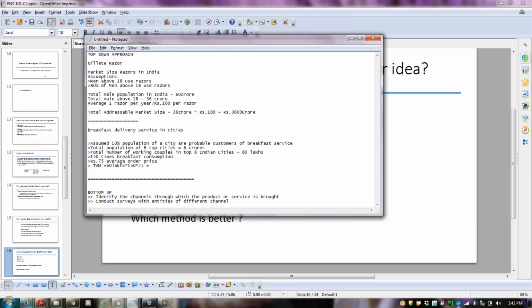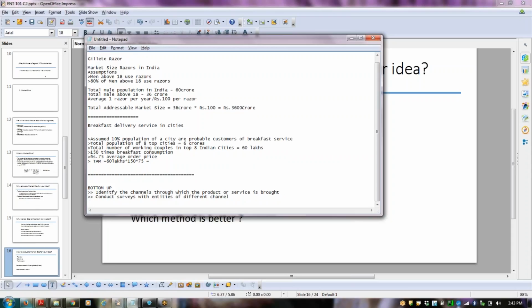But over here, you're going the other way around. From the ground level, you're doing some surveys, you are getting some data from the shop owners, from the retailers, and then you are adding this data and doing some sort of extrapolation, and based on that you get more concrete numbers. So once you do this activity, you will be getting more concrete numbers.